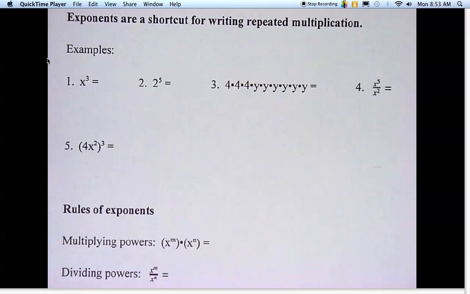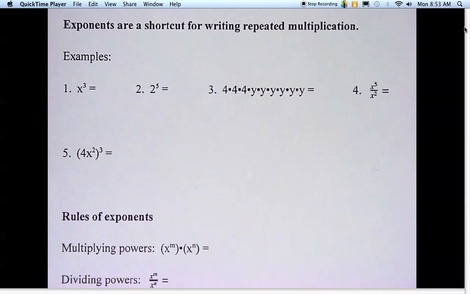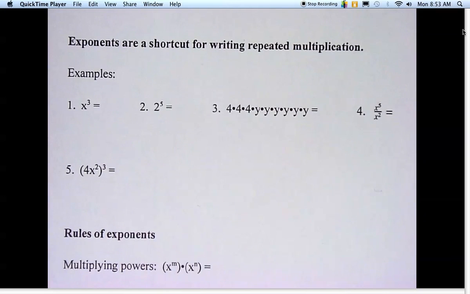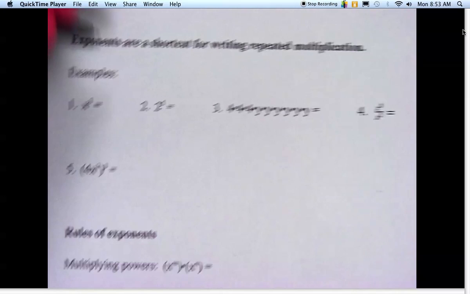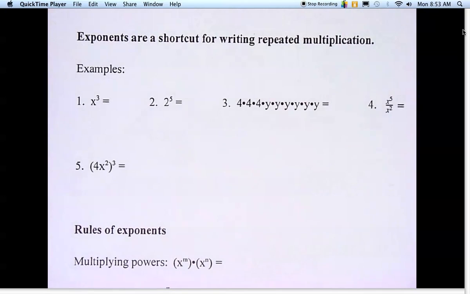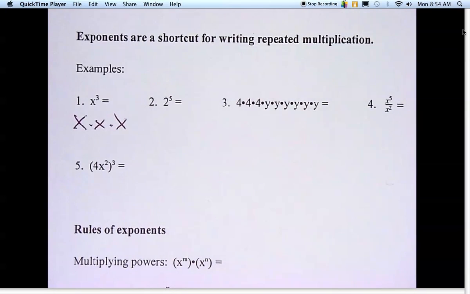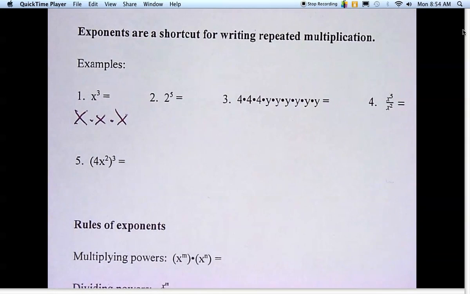Okay, so today we are going to talk about exponents, and we've used exponents before, but we're going to use them in some new ways. Exponents are just a shortcut for writing repeated multiplication. When we see something like x cubed, that means x times x times x, right? Obviously, x cubed is a shorter way to write that.